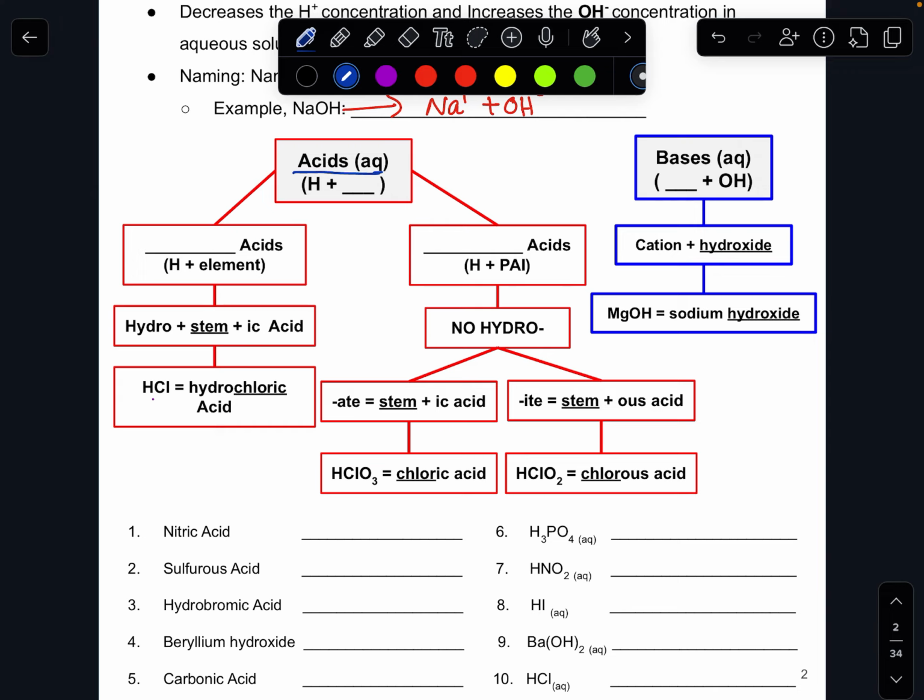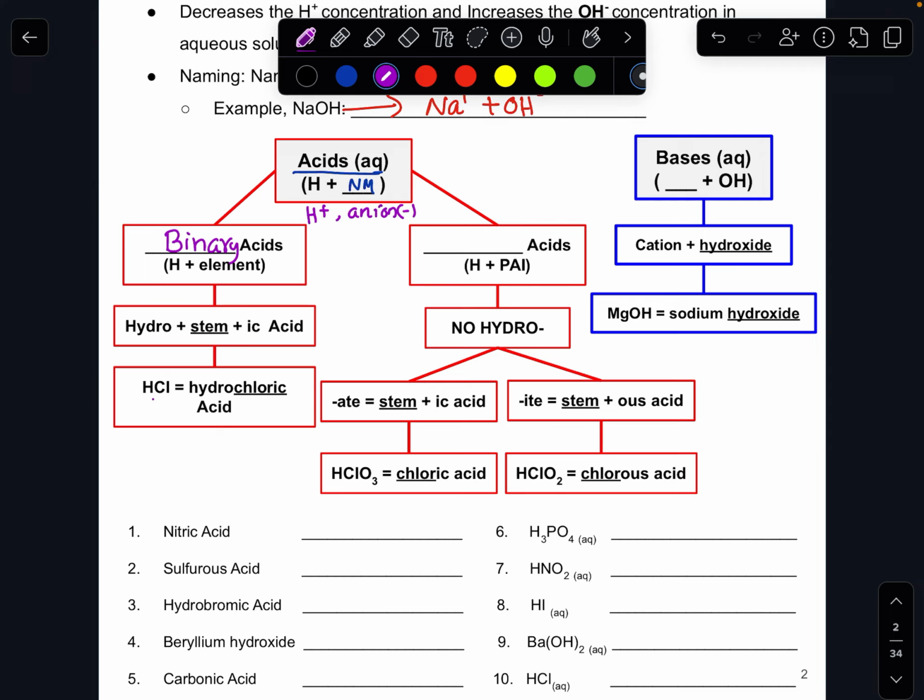Acids contain hydrogen and a non-metal. Basically, we can say a hydrogen ion and an anion. An anion is negatively charged. Based on the number of atoms and type of anions, acids are classified into different types. So the first one is binary acid.